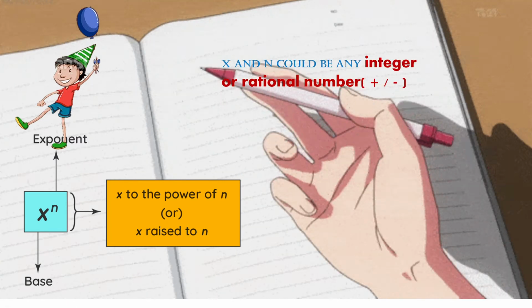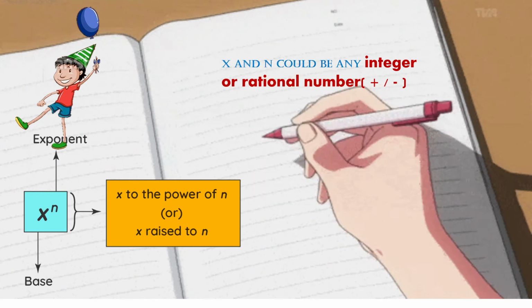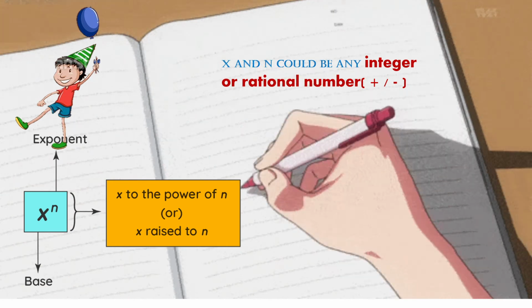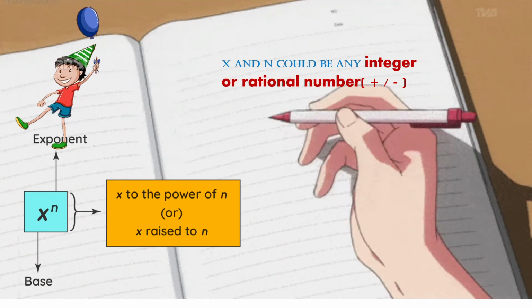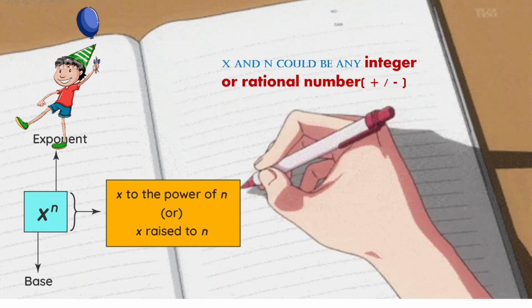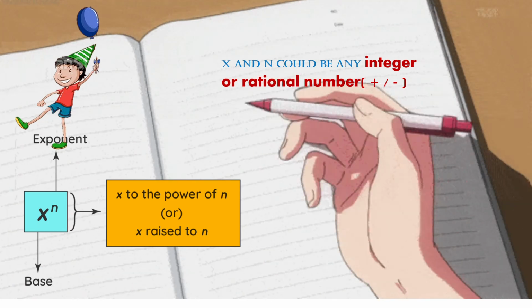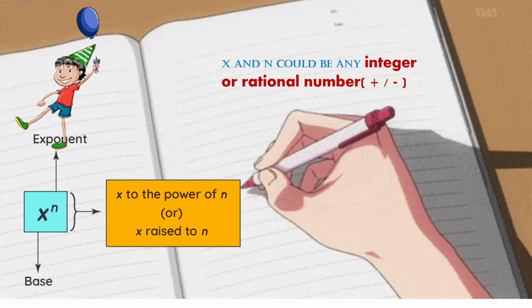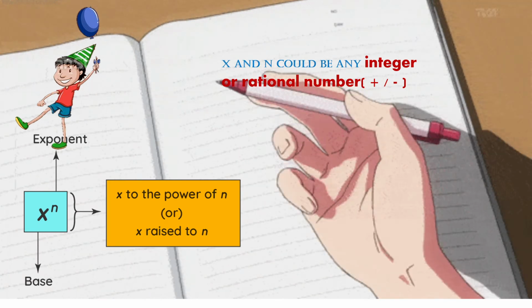Any limitation? x and n could be any integer or rational number. Integer means it could be any positive number or negative number. So you can take either x or n or both as positive or negative numbers. And rational number means you can take fractions also, positive and negative fractions.